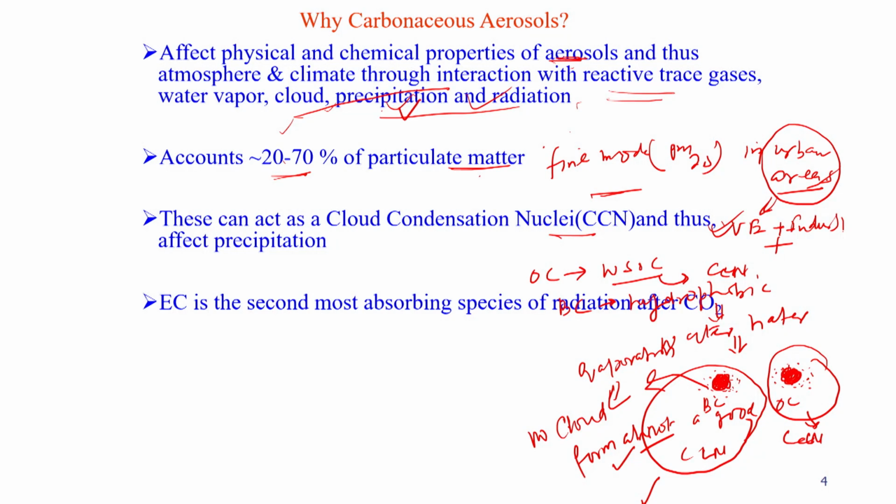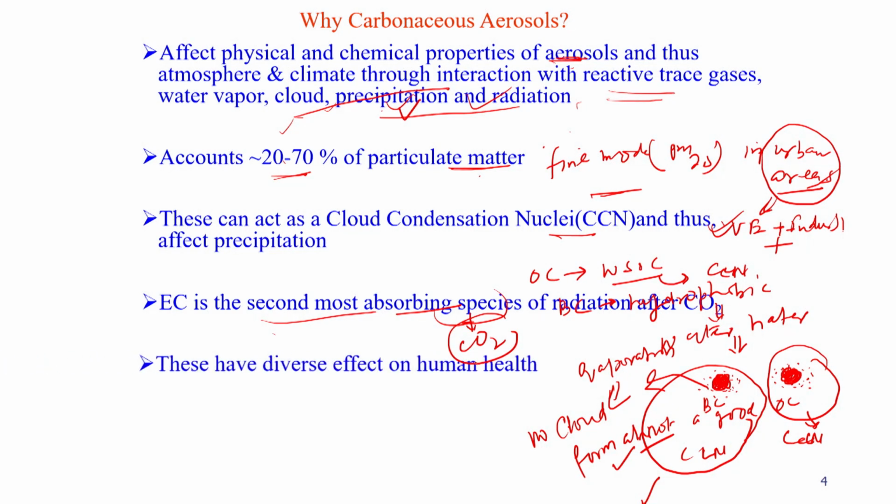Then EC is the second most, remember, absorbing species in the atmosphere. Here I said that, species after CO2. Okay, so CO2 is the strongest one, and this is the second most absorbing species in the atmosphere. And not only that, they can have diverse effects on human health. We will have another lecture on this one.